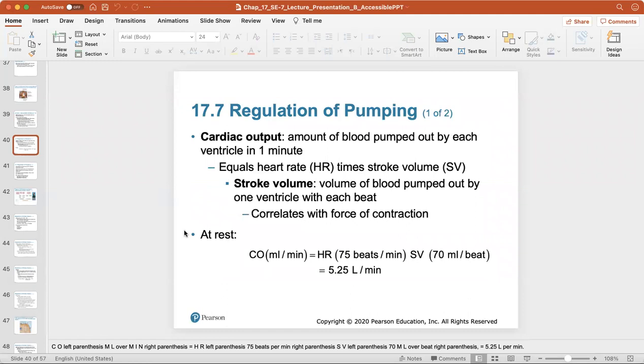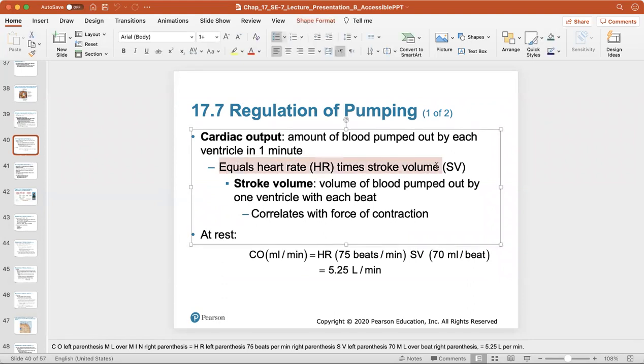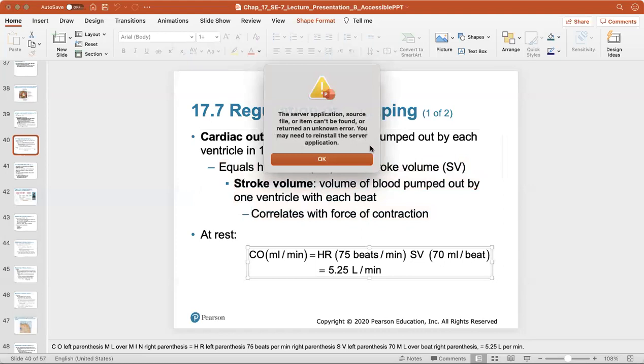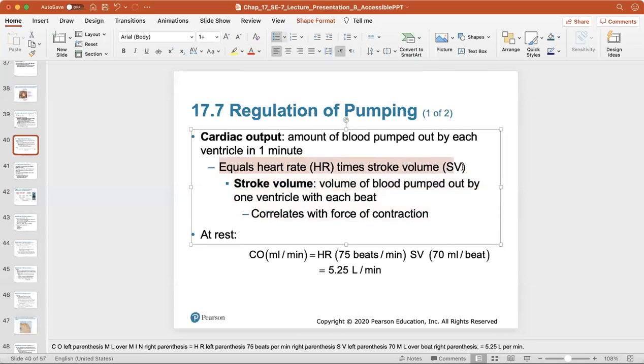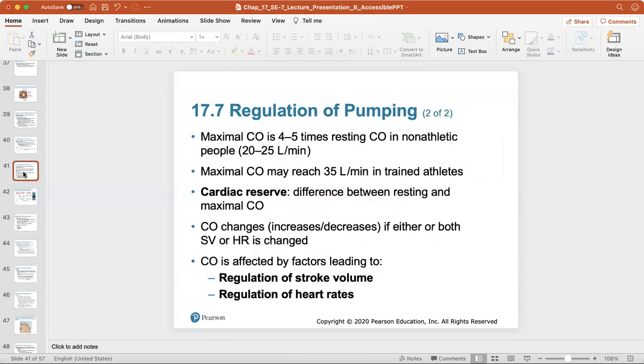Cardiac output then is the amount of blood pumped out by each ventricle in 1 minute. It's equal to the heart rate times the stroke volume. And the stroke volume is the volume of blood pumped out by 1 ventricle in each beat. This correlates with the force of contraction, and normal cardiac output is equal to the normal heart rate times the stroke volume, which comes to about 5¼ liters per minute. I want you to know the equation for what cardiac output equals, which is just, again, heart rate times stroke volume. Outside of that, you don't need to know anything else.